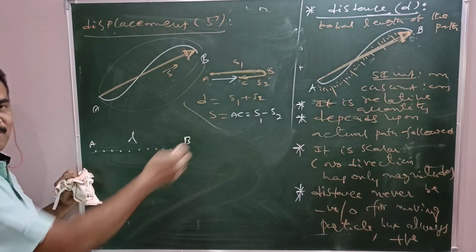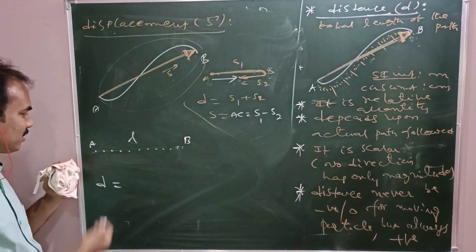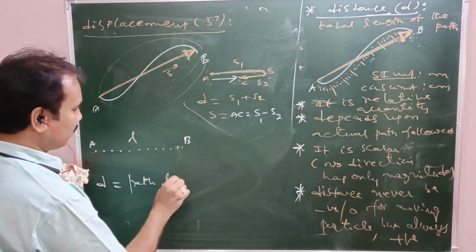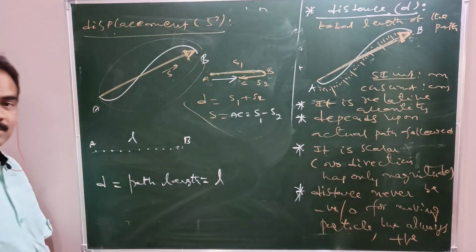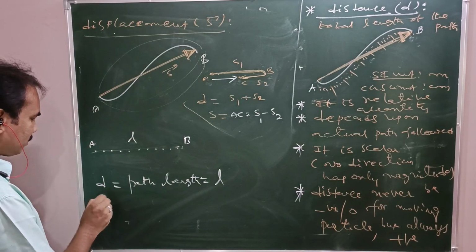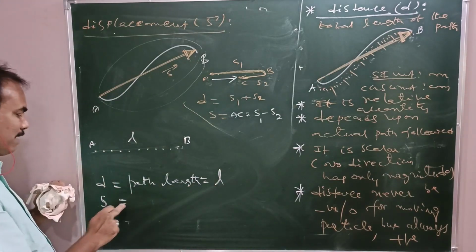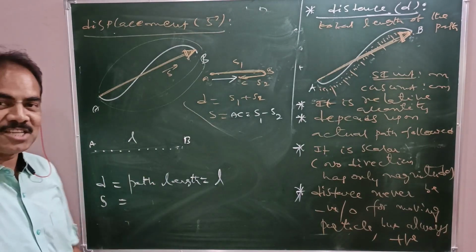See the path, straight line path. As far as the distance is concerned, what is meant by distance here? It means path length, the total length of the path. That is, L is the path length. Right? Now what is the displacement here? Displacement S equals, distance equals path length L. Displacement is nothing but the shortest distance joining initial and final position.